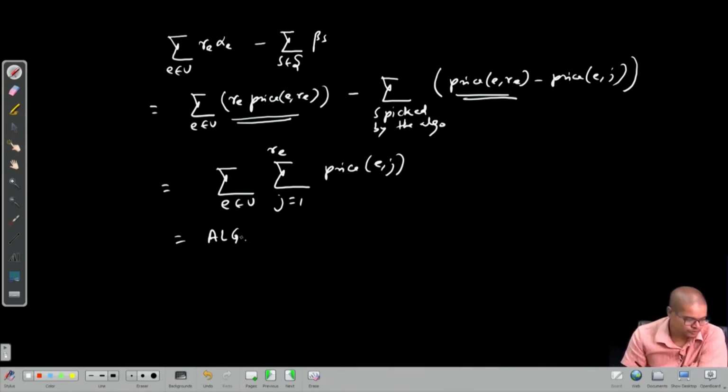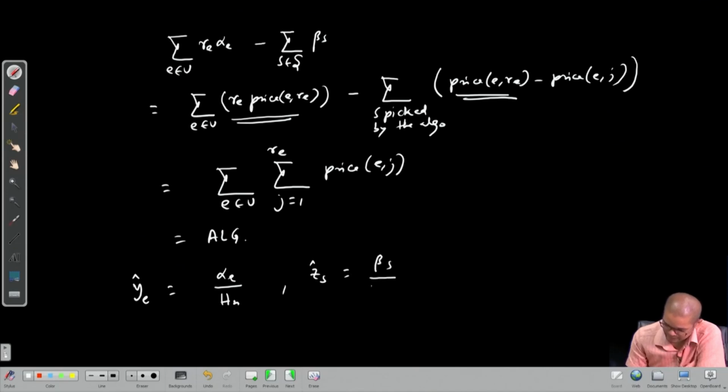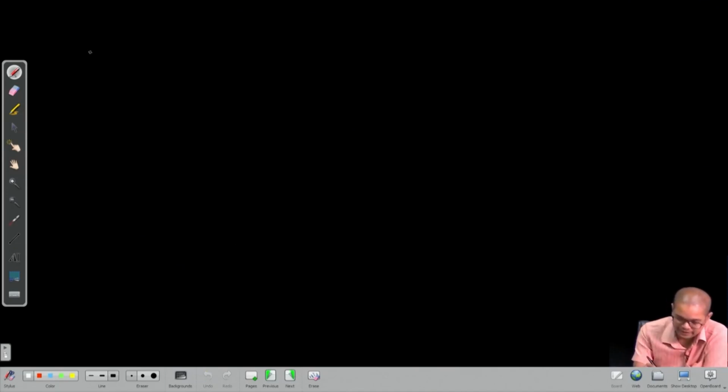So the first part shows that ALG is at most the dual objective function, but this is not a valid dual solution. So we define y_e hat to be alpha_e by H_n and z_S hat to be beta_S by H_n. Next, we claim that y_e hat for e in U and z_S hat for S in the collection is a dual feasible solution.